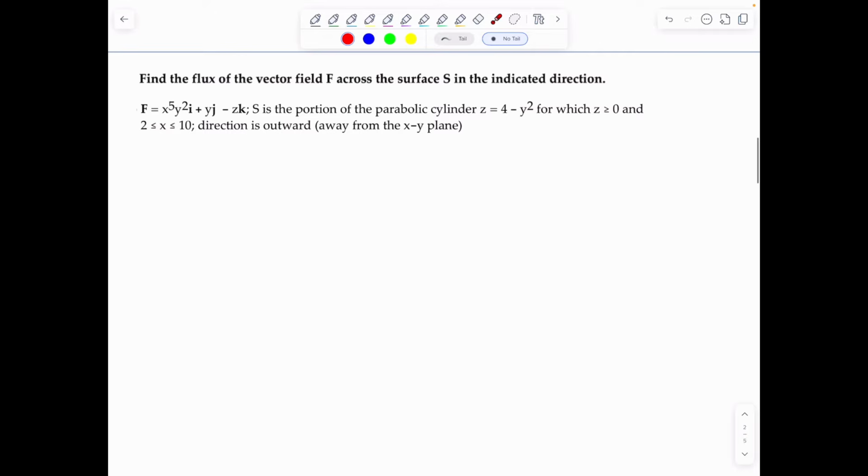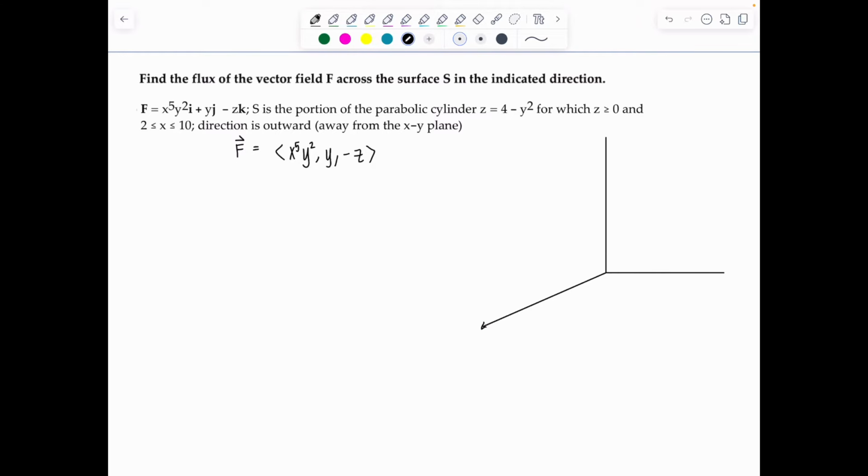All right, so find the flux of the vector field F across the surface in the indicated direction. Here's our vector field. Let me just start off rewriting it. It's x to the 5th, y squared, y, and negative z. Our surface S is the portion of the parabolic cylinder z equals 4 minus y squared, for which z is greater than or equal to 0, x is between 2 and 10 inclusive, and direction is outward, away from the xy plane. So that's your standard orientation.